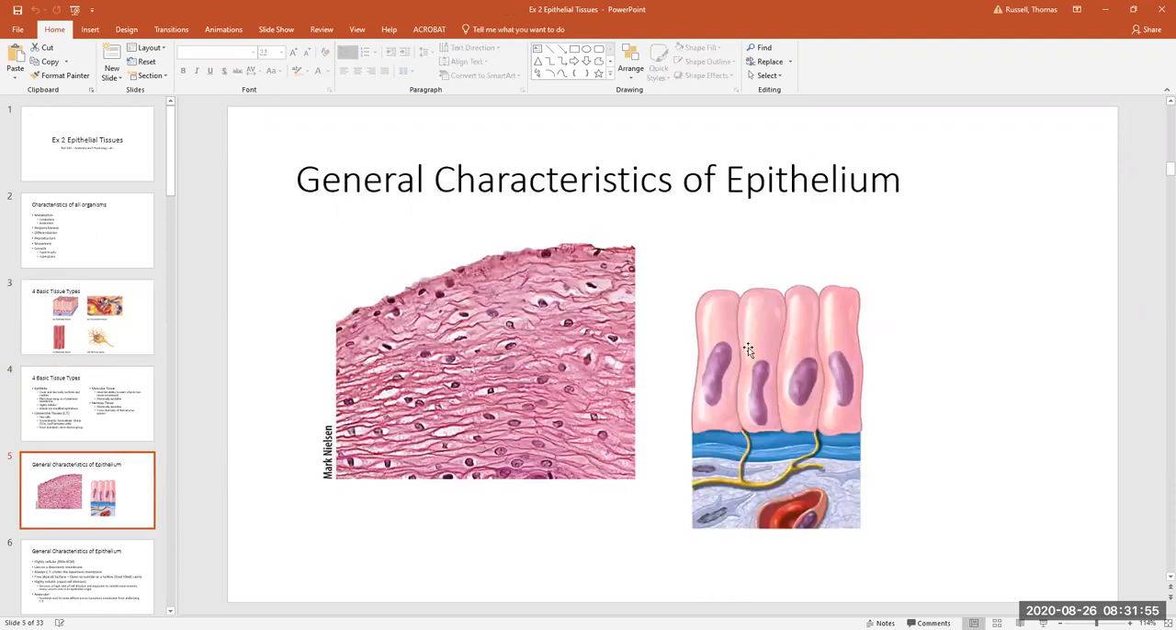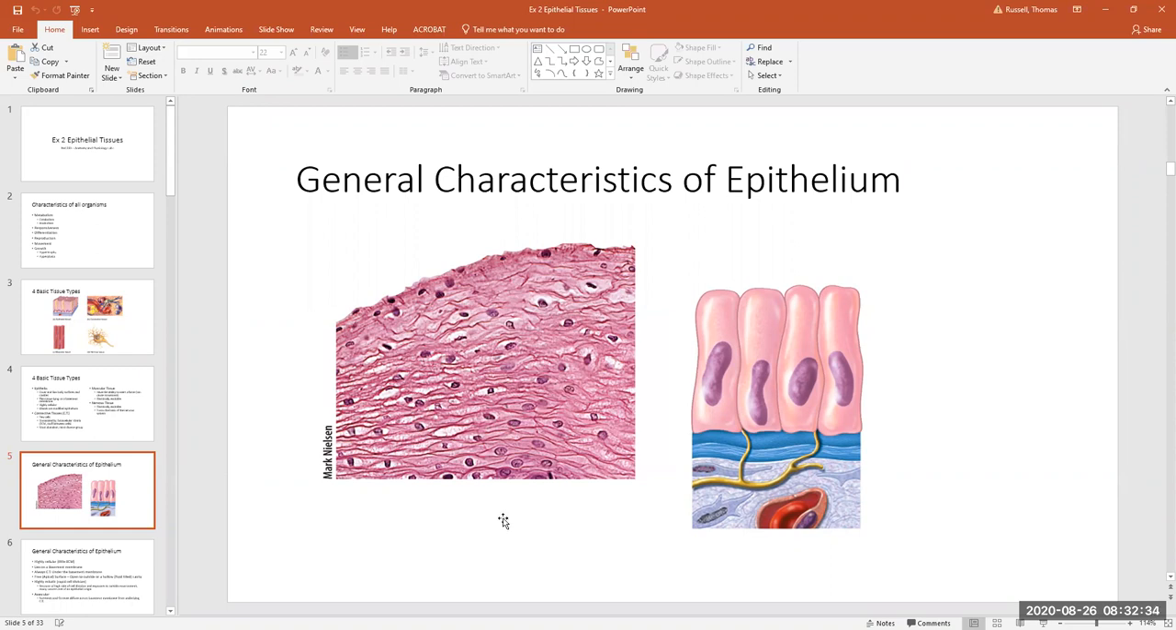All right, so let's look at what epithelial tissues look like in general and what some of their general characteristics are. As you can see from this first picture, you can see the delineation of the cells in here. That little line right there, that's one cell, separated from another cell, separated from another one, and so forth. And in many of the cells, you can see this dark circle inside of it. That's the nucleus of the various cells that form this particular epithelial tissue.